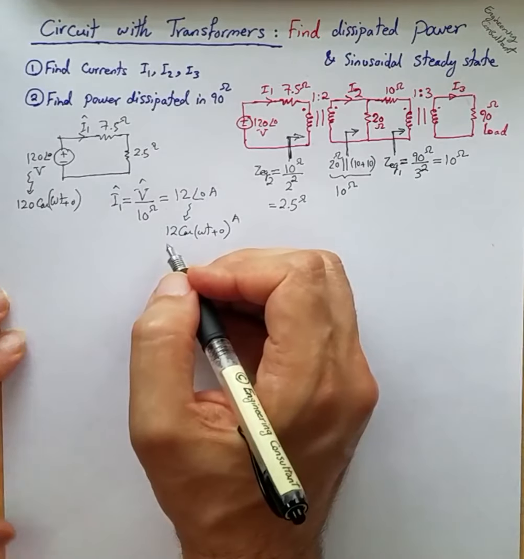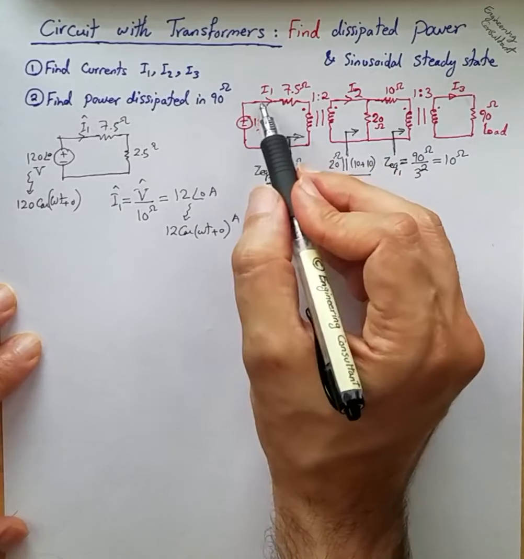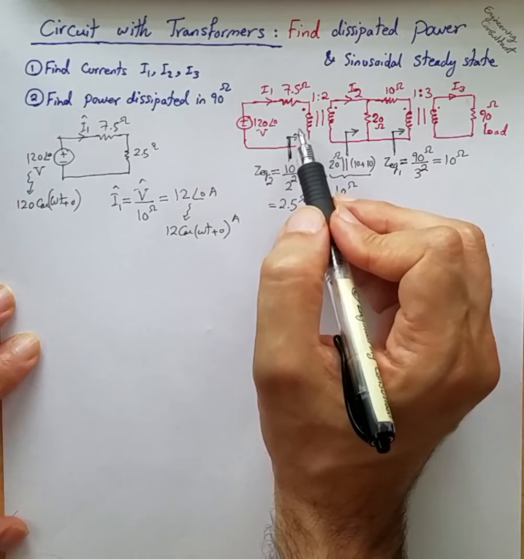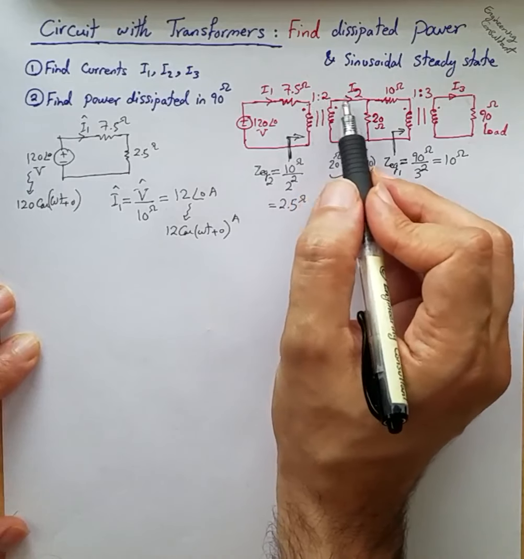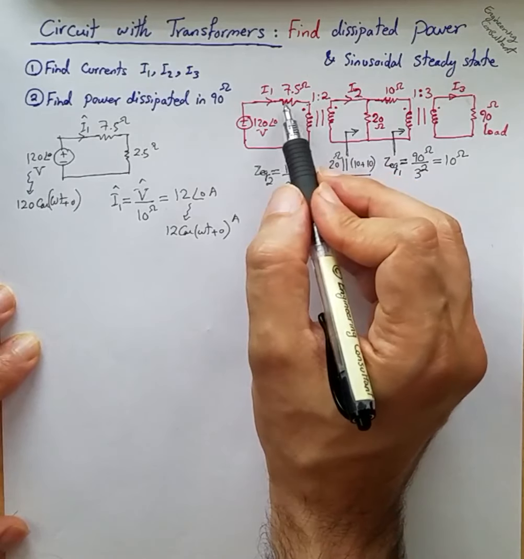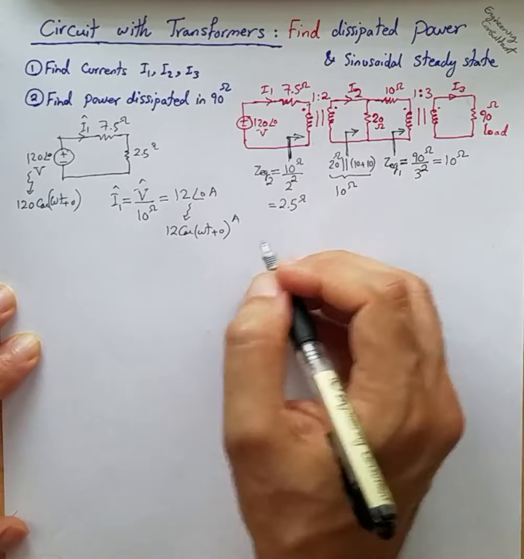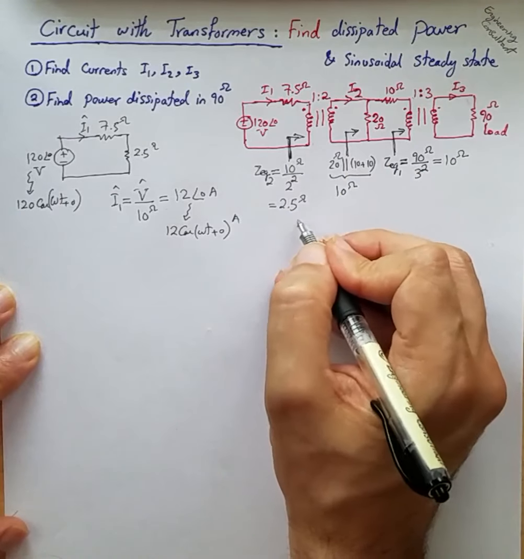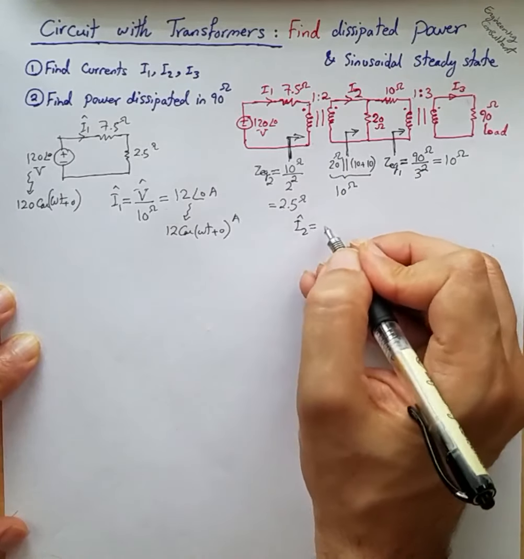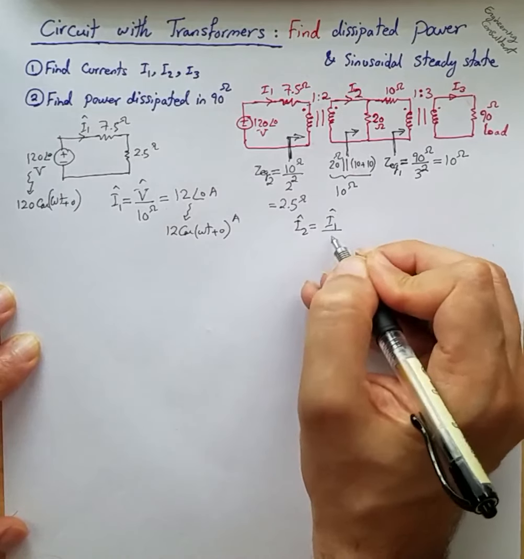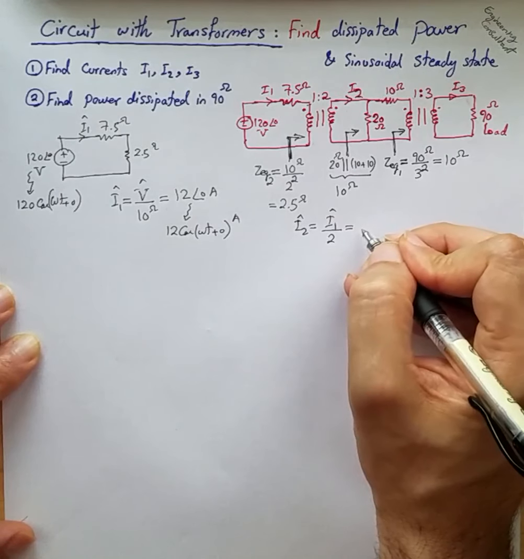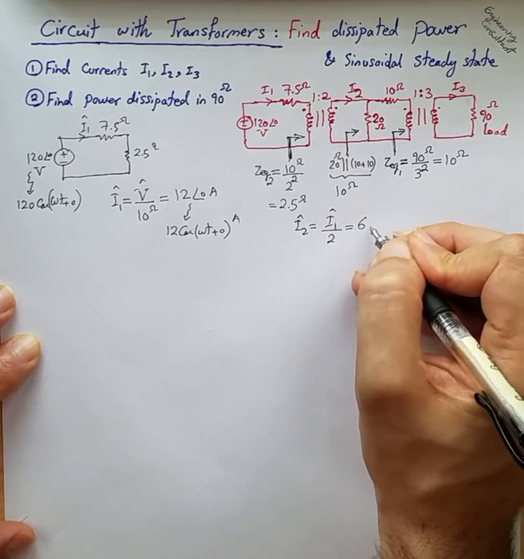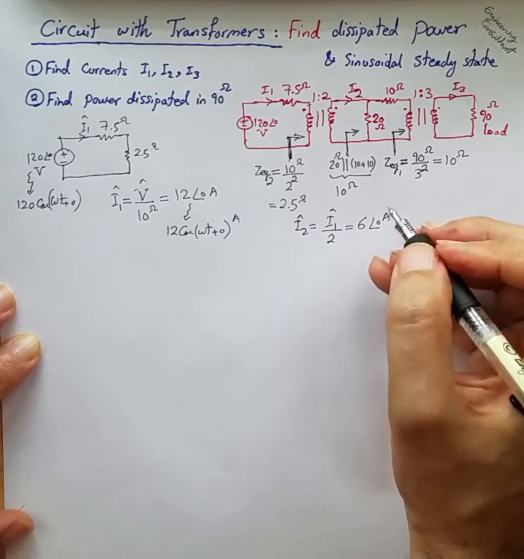From here it's straightforward because this current flows at the left hand side of this transformer. Because it's a ratio 1 to 2, current drops by a factor of 2 when we go from the left hand side to the right hand side. So I2 phasor is going to be I1 divided by 2, so we get 6 phase 0 amp for I2.